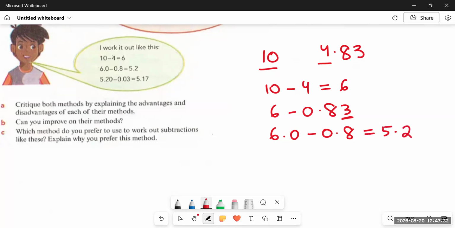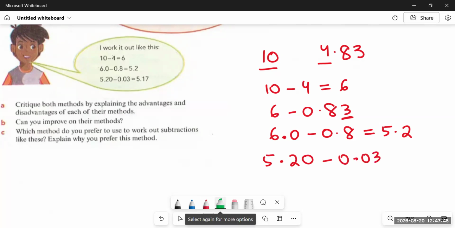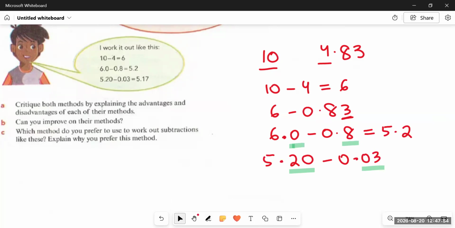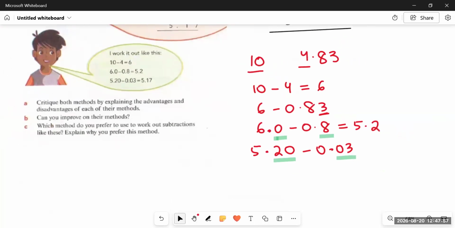Now in the final step, he will take 5.2 and add a 0 at the end of the number to compare it with the number of digits. And now he is subtracting 0.03 because here we have 2 digits after decimal. So we are putting a 0 here to make it 2 digits. Here we had 1 digit after decimal, so we took only 1 zero after decimal. Okay. Now 5.20 minus 0.03 is just like 520 minus 3. 20 minus 3 is 17, and we are going to get 517, that is 5.17.